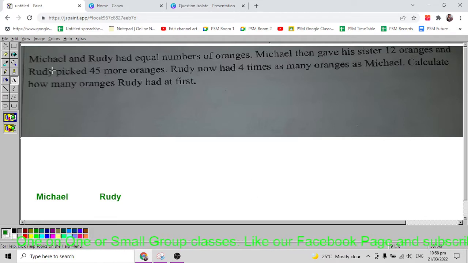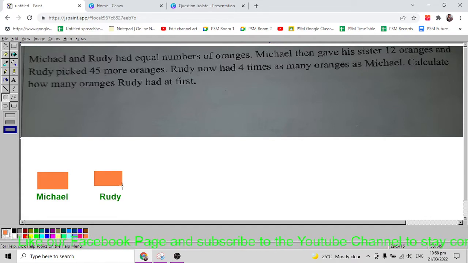And let's break up the question in parts. Michael and Rudy had equal numbers of oranges. So let's go with orange. Let's say we're using the bar model. Michael has that amount of oranges and Rudy has an equal amount of oranges. So the 2 guys started off with the same amount of oranges. So life's good. Then this gets interesting now. Michael then gave his sister 12 oranges. So basically, Michael now has fewer oranges because Michael gave away 12.